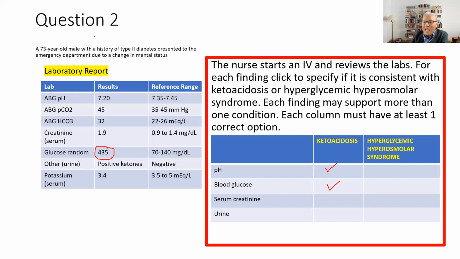All right. And the serum creatinine is 1.9, which means to say that the patient is dehydrated. Is there dehydration in ketoacidosis? Yes. Is there dehydration in HHS? Yes. And how about the urine? It says the urine is positive for ketones. This would obviously be found in ketoacidosis, but it should not be present in HHS. Okay, so this is how we would answer this particular question.